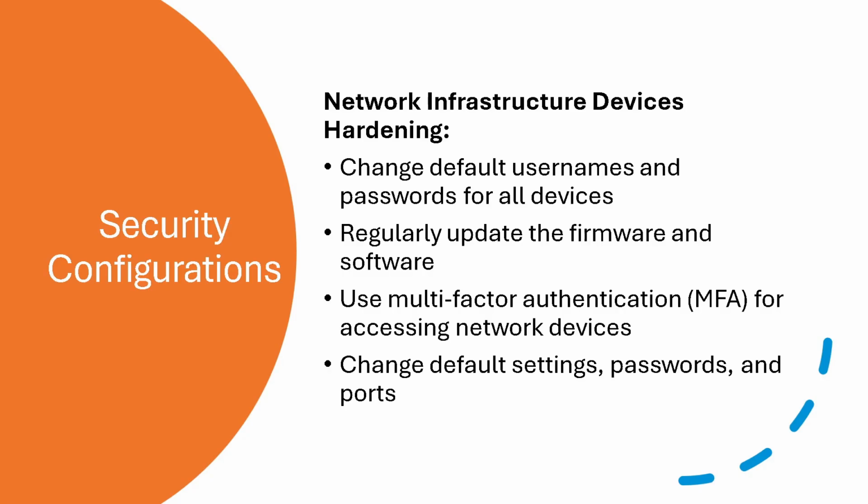MFA, or multi-factor authentication, adds an extra layer of security to the login process beyond just a username and password. It typically requires a secondary verification factor, such as a code from an authenticator app or a security token. Change default settings, passwords, and ports. Network devices often come with pre-configured settings like default community strings for SNMP, or unused services enabled. These defaults are well documented and can be exploited, which is why it is recommended to disable unused services and protocols.